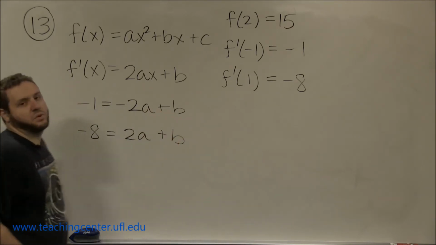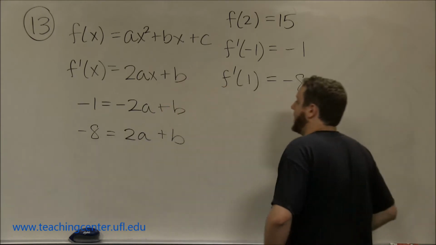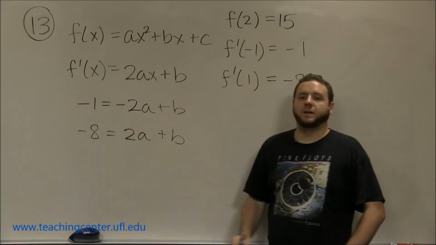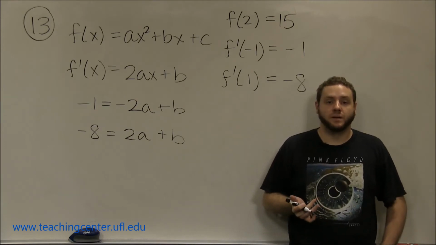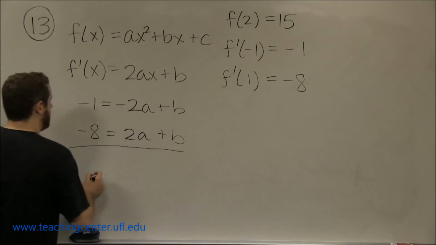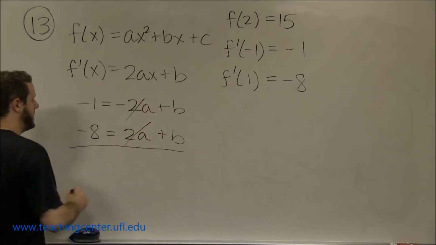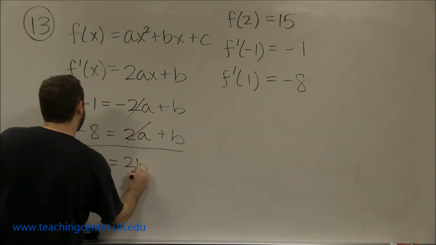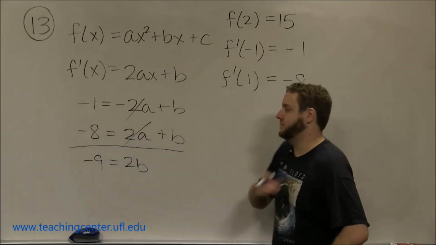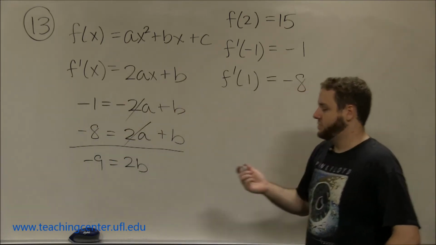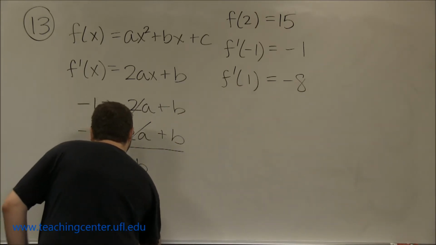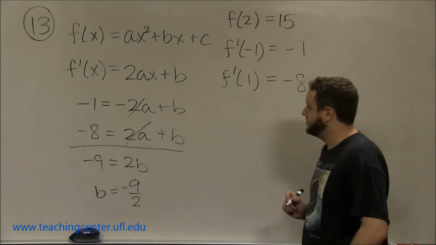So we have a system of equations here. But we have one that's very easy to solve because we already have two values that are opposite, -2a and 2a. So if we added this system together, these would cancel out, and we would get 2b is equal to -9 by adding -1 and -8, which means b has to be -9 over 2.